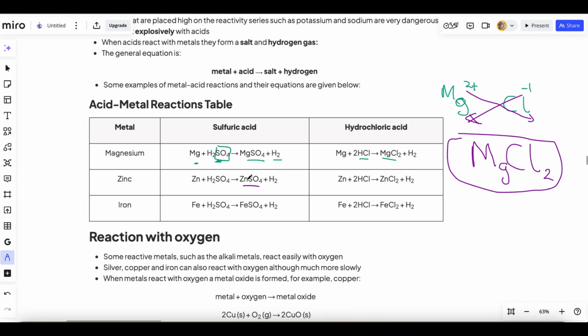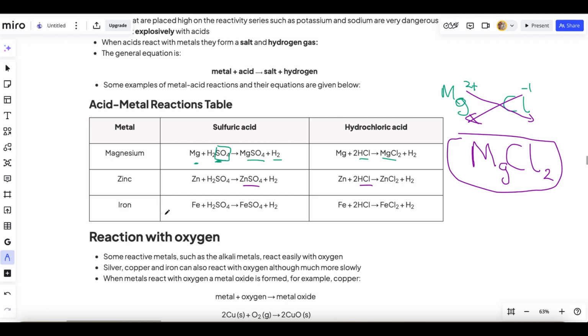A salt, a zinc sulfate salt, and hydrogen gas. That's when it reacts with sulfuric acid. When the same zinc reacts with hydrochloric acid, it will become what? Zinc chloride. It's the same thing I did here. Zinc has 2+, so when you cross multiply, it will become ZnCl2. You should remember how we got this, plus hydrogen gas.